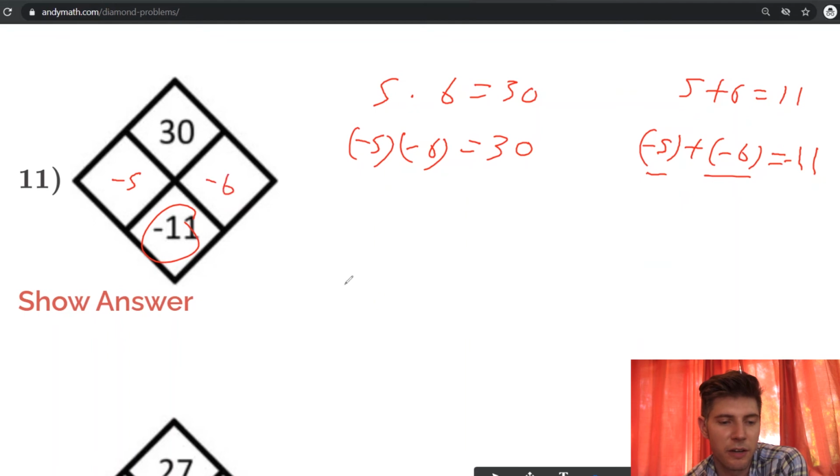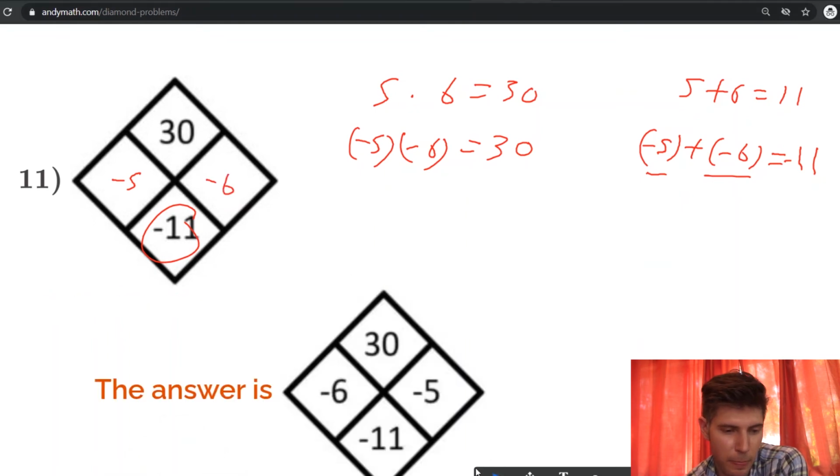So it's negative 5 and negative 6. And that's the answer. Negative 6 and negative 5. And the order doesn't matter. Cool. They both multiply to 30 because of the double negative, and they add to negative 11.